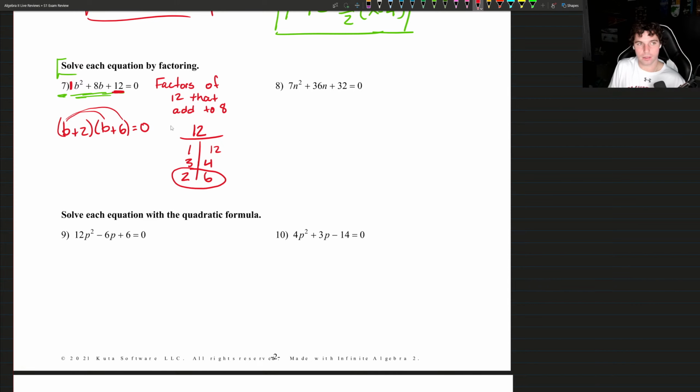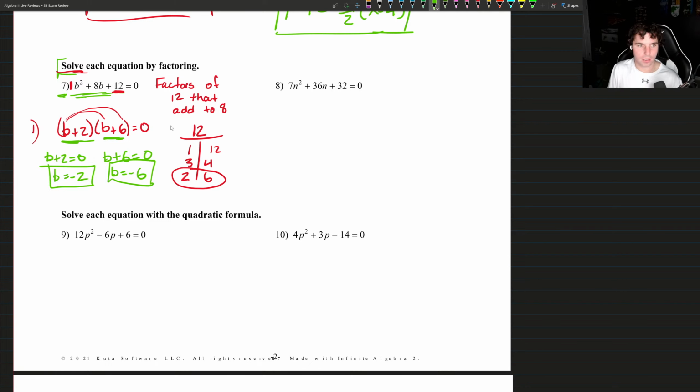All right, but this is only the first part of the problem. So this is the factoring part, which is worth, I think, 2 points if I remember right. And then there's the actual solve part. Okay, so when we solve, we have a product of two things that's equal to 0. So one of those two things has to be 0. So we set both of them equal to 0. So b plus 2 is equal to 0, or b plus 6 is equal to 0. So b is equal to negative 2, and b is equal to negative 6. Those are our two answers.